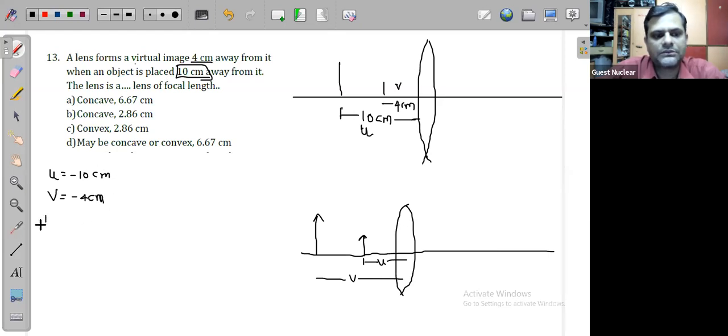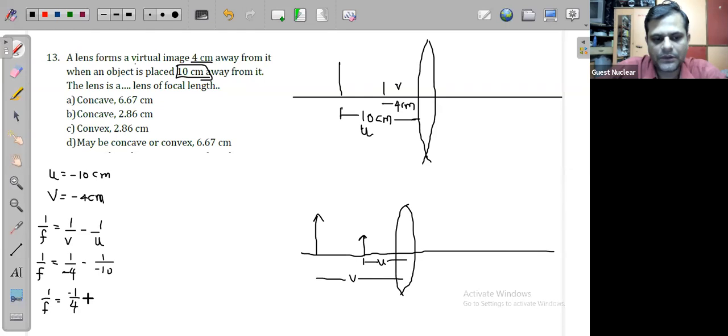So we have the lens equation which tells us 1 upon F is equal to 1 upon V minus 1 upon U, so that we can just get this 1 upon F is equal to 1 upon V, which is minus 4 minus 1 upon minus 10, which gives 1 upon F is equal to 1 upon minus 4, or we can say minus 1 upon 4 plus 1 upon 10 here. So what is the LCM of 4 and 10? You can just say 1 upon F is equal to minus 1 upon 4 plus 1 upon 10.